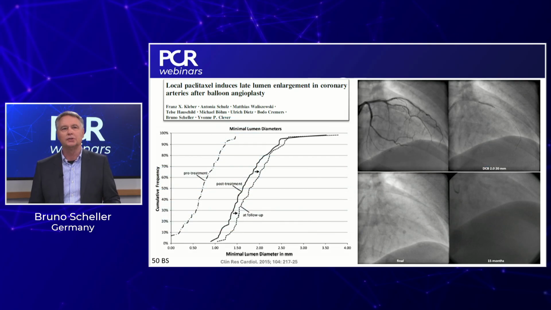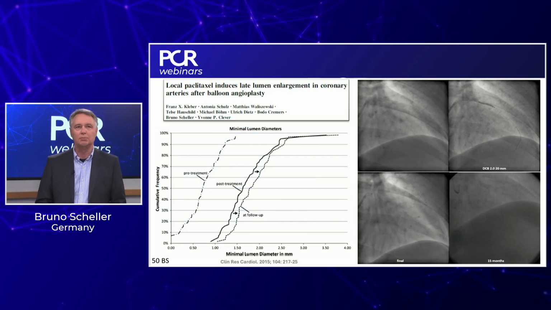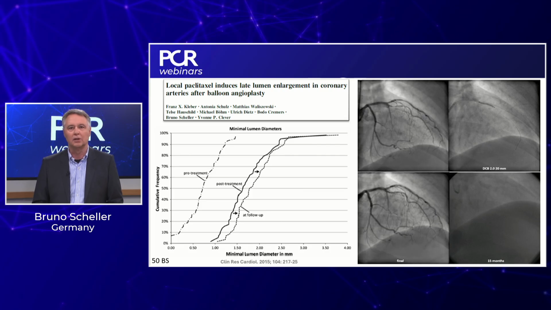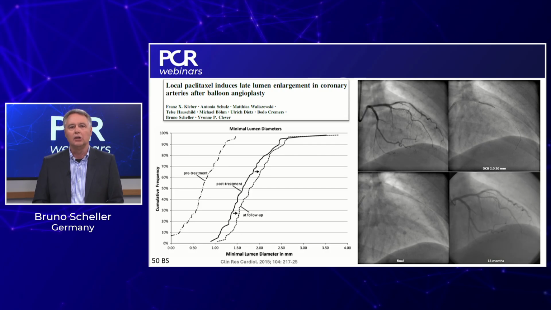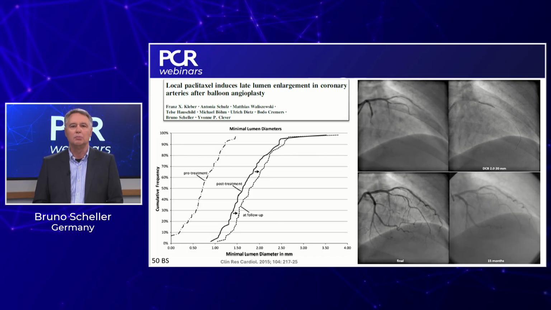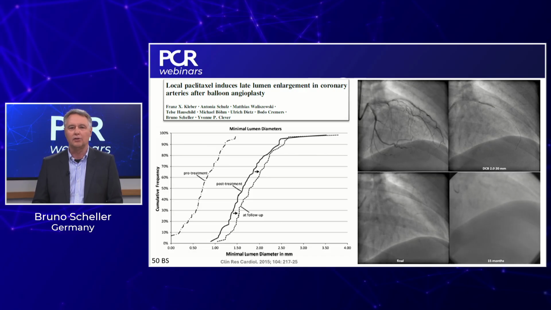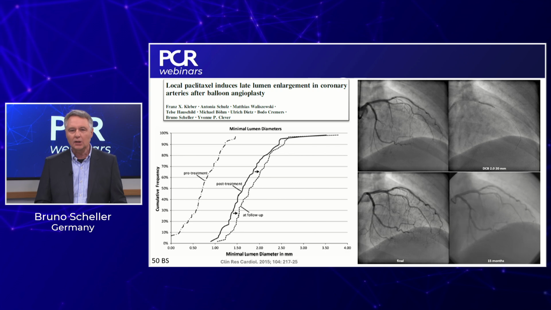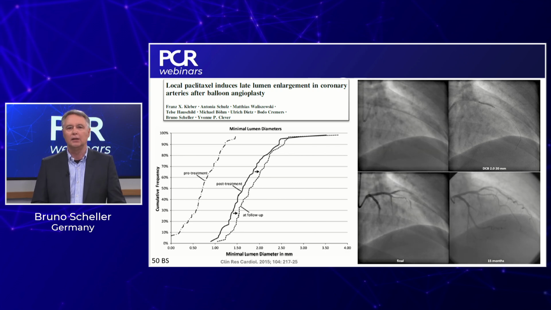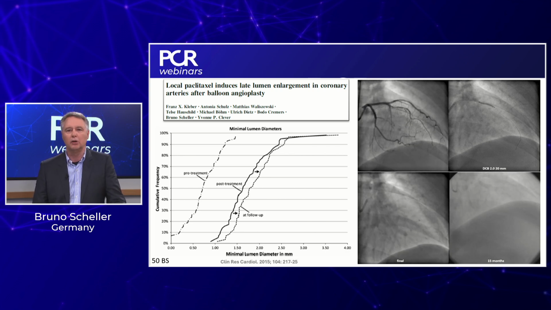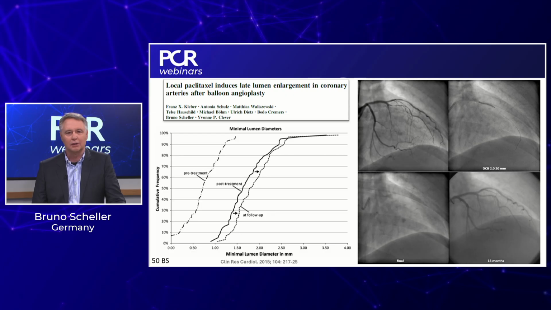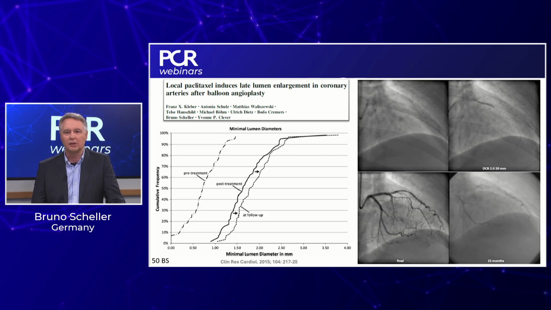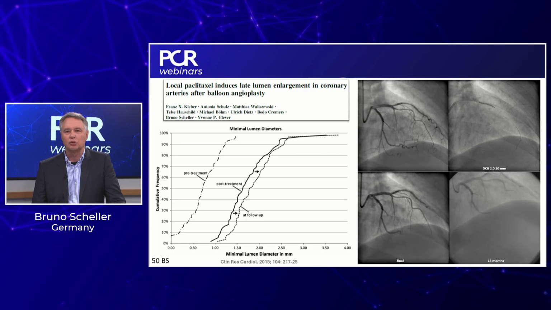And one of the most fascinating things in DCB treatment is late lumen enlargement. So you do not need the perfect initial result. You see over time an improvement in the lumen. You can see this in this example on the right. A small lady with a LAD lesion, 2.0 millimeter in diameter, treated with DCB. The final result was not really good, but look at 15 months later, the artery has grown and looks like a healthy vessel.